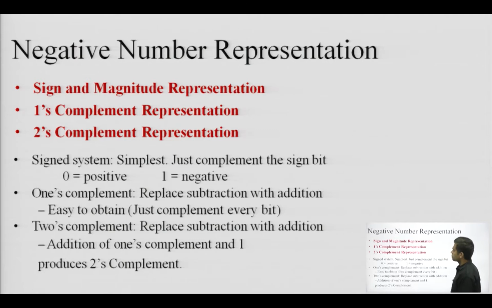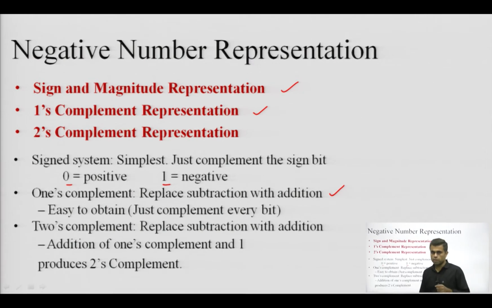Now, coming to the representation of negative numbers. There are 3 ways to represent negative numbers. The first one is sign magnitude representation. In this representation, it is the simplest one. We use an extra bit to denote the sign of the number. That means, if that extra bit is 0, then the number will be considered positive, and if that extra bit is 1, then the number will be considered negative. We will be taking an example of this for more clarity. Similarly, one's complement representation is also used for representation of negative numbers. It replaces subtraction with addition, which gives me an advantage.